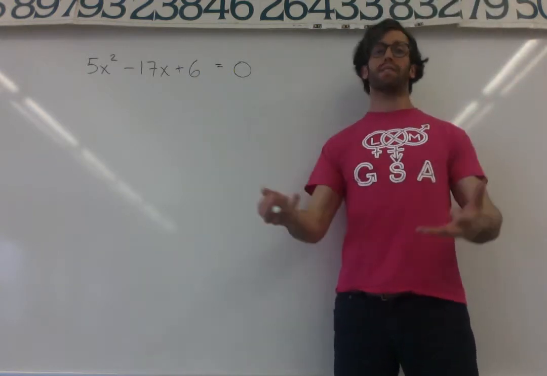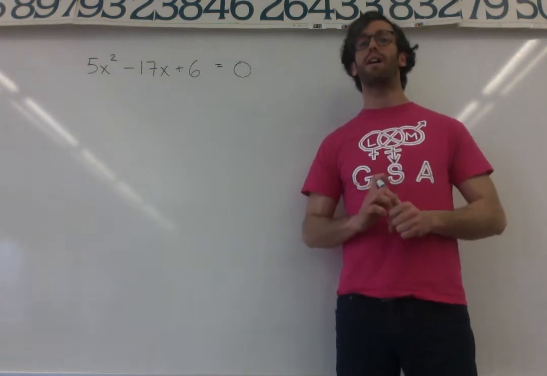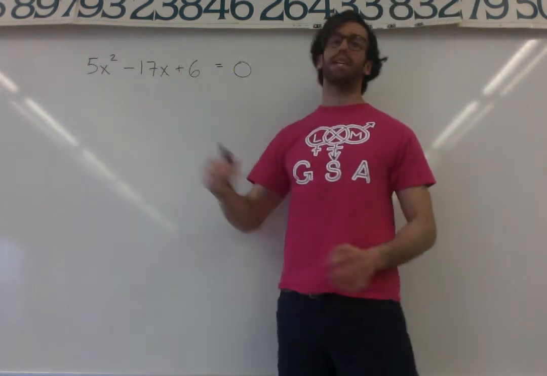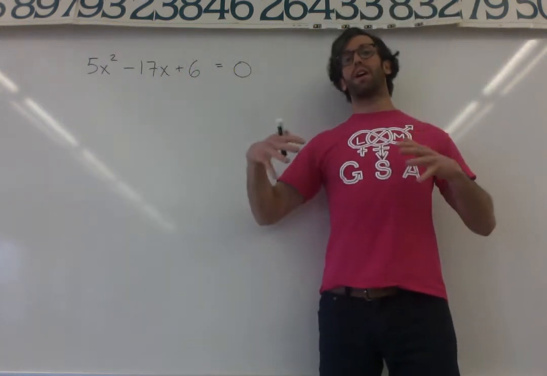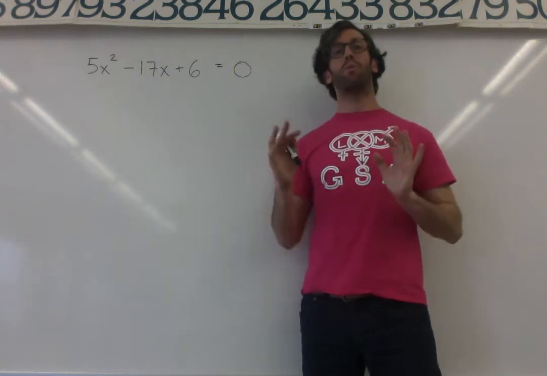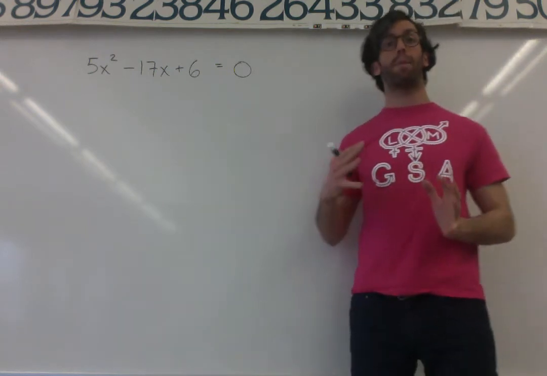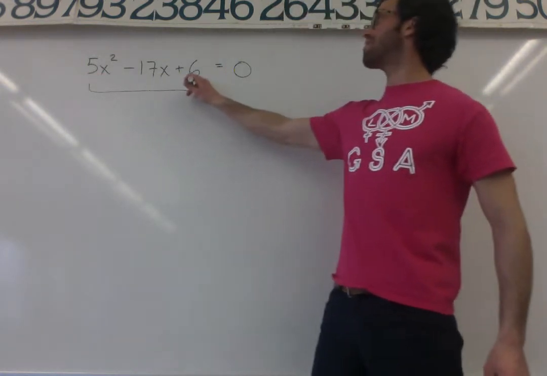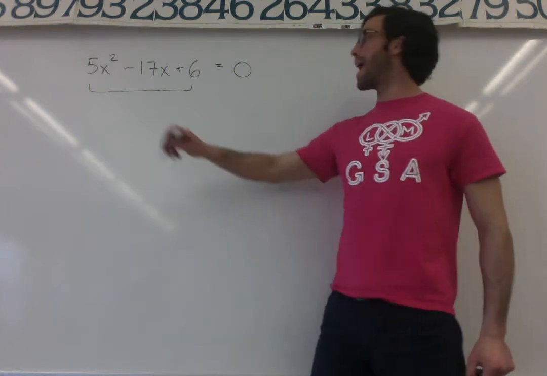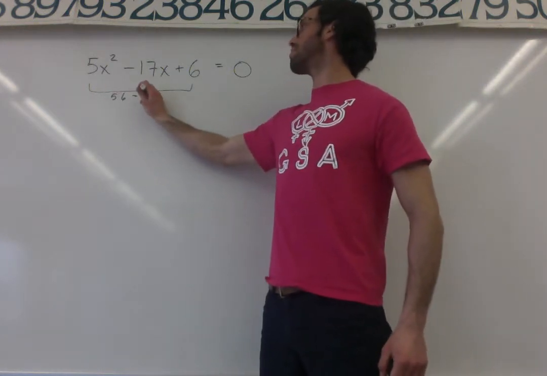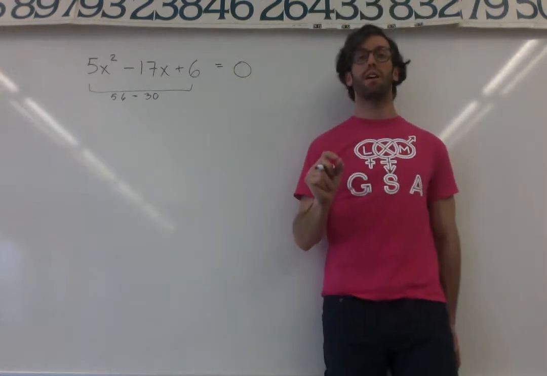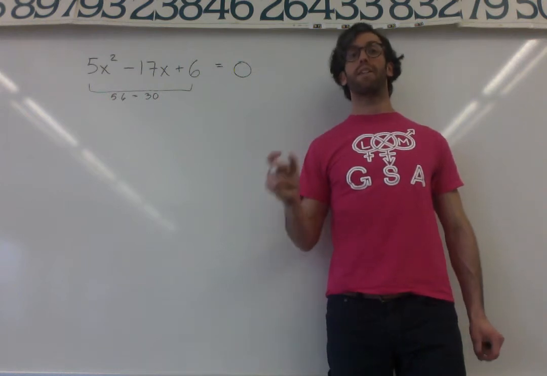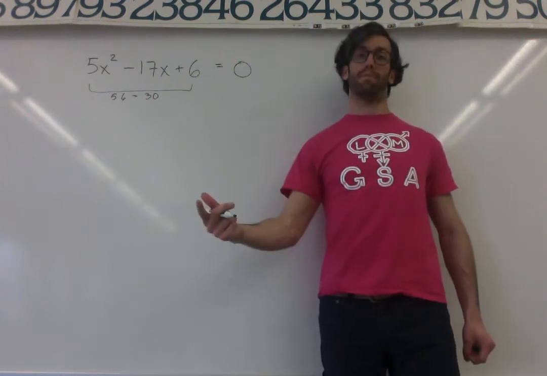Now, it's not obviously factorable. When the lead coefficient is not 1, we can't just find 2 numbers that multiply to 6 and add to 17. You can't do that when there's a lead coefficient other than 1. But the way I know this is factorable, in fact, I created a problem that I knew would be factorable, is that if you multiply the a value and the c value, in this case the 5 and the 6, 5 times 6 is 30, and then ask yourself, are there 2 factors of 30 that can add to negative 17? If the answer is yes, then the problem is factorable.